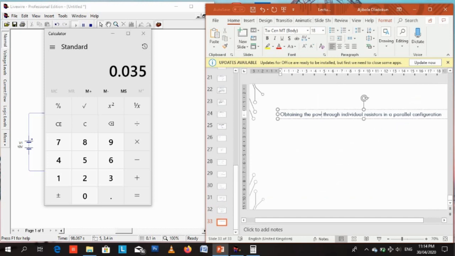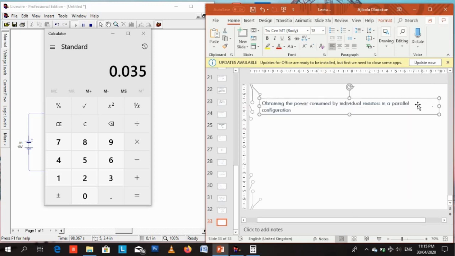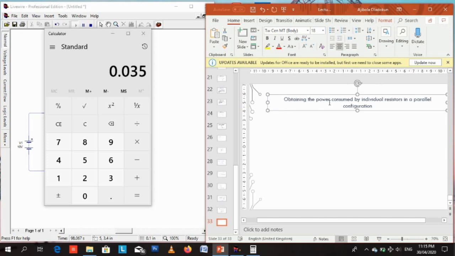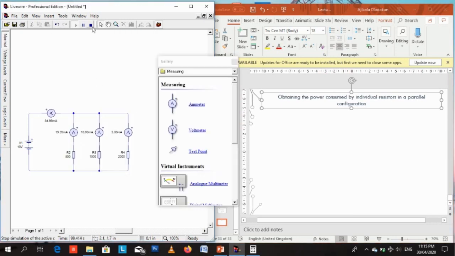Obtaining the power consumed by individual resistors in a parallel configuration. For a parallel connection of resistors, we've examined how to get the voltages across each resistor, and how to get the current through each resistor. Now what is left is for us to get the power consumed. How much power is consumed by each resistor in a parallel configuration?